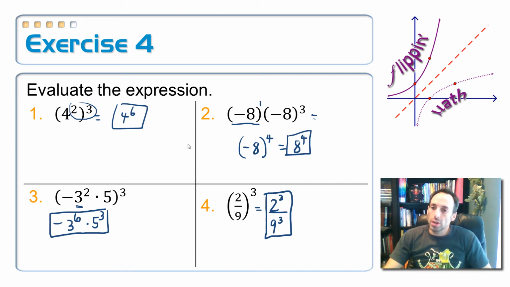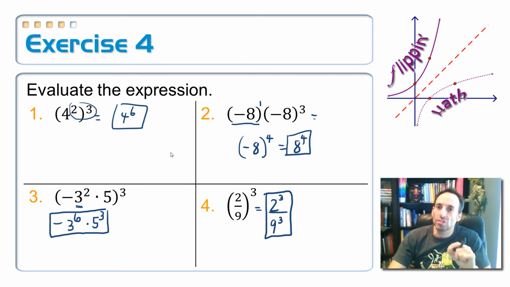But number 3, the notation doesn't have parentheses around -3 specifically, so the base is just 3, and I make it negative at the end, which is why even though it's an even power, I still have that negative sign on the outside of it.